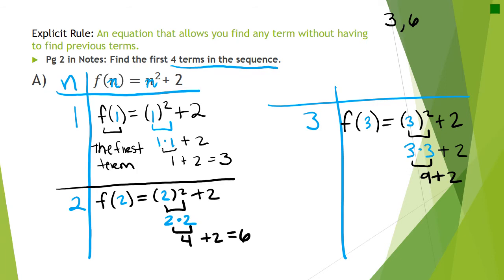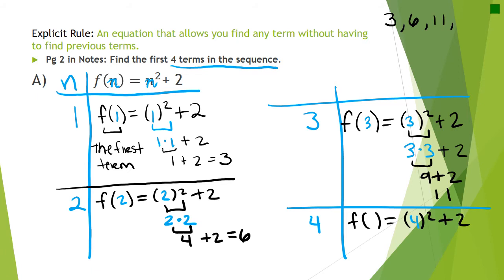So we have 3 times 3 is 9. 9 plus 2 is 11. So our third term in this sequence is going to be 11. And then our fourth term, we'll go ahead and figure that one out. Go ahead and plug in a 4 for n. So the fourth term is equal to 4 times 4, which is 16. And then we're going to add 2, which is 18. So our fourth term in our sequence is going to be 18.